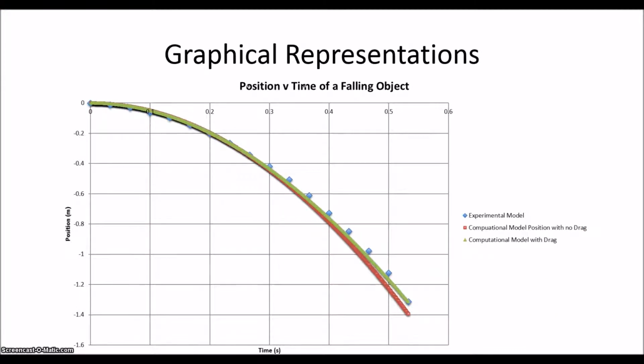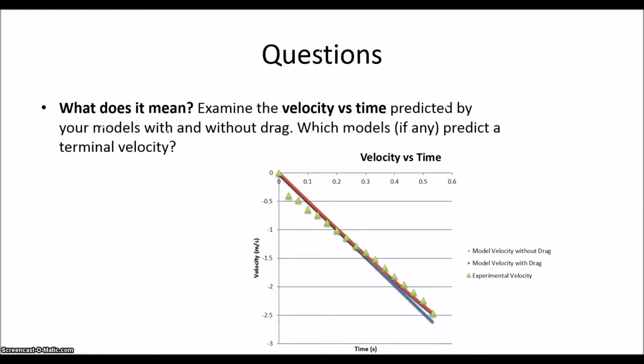After graphing the three models, it is clear that the computational model with drag force best represents the experimental model. The computational model without a drag force overpredicted the distance the ball would cover because there was no force opposing the gravitational force. After creating a velocity versus time graph, it is clear that none of these models predicts a terminal velocity, since none of the lines are horizontal. However, they all have constant acceleration since they are straight downward sloping lines.